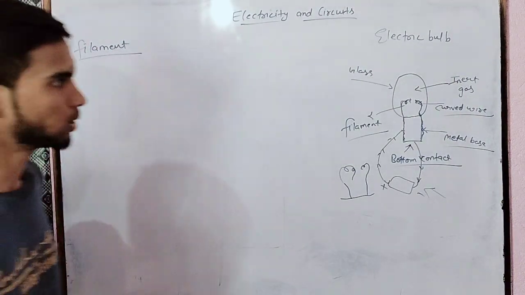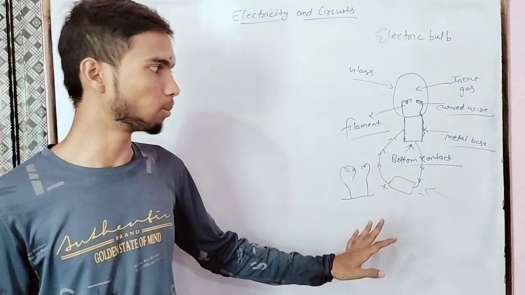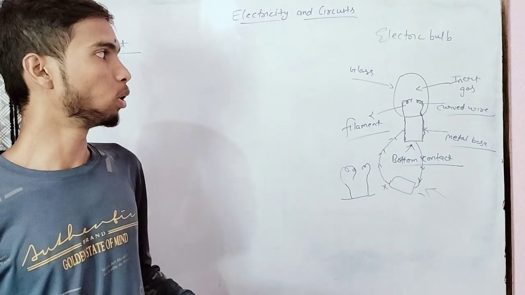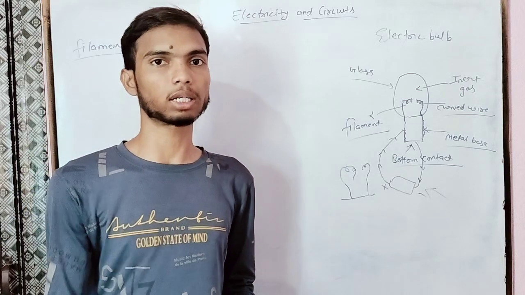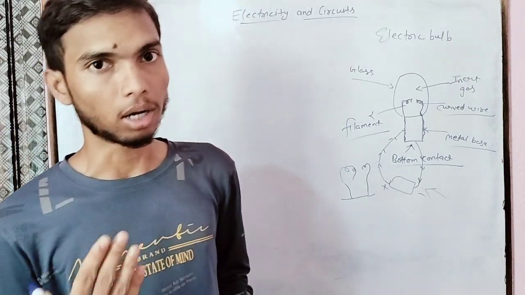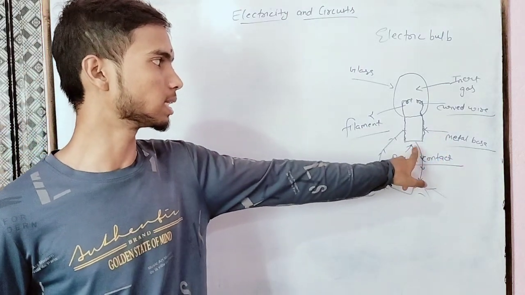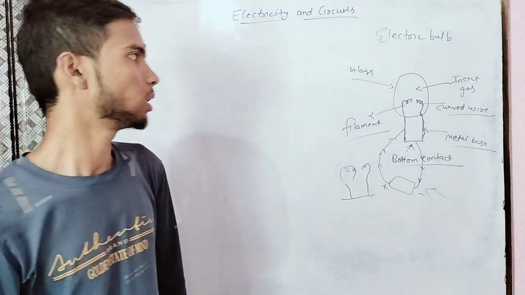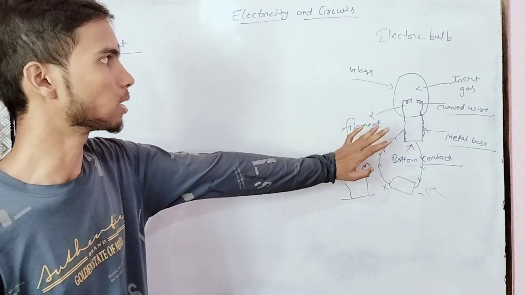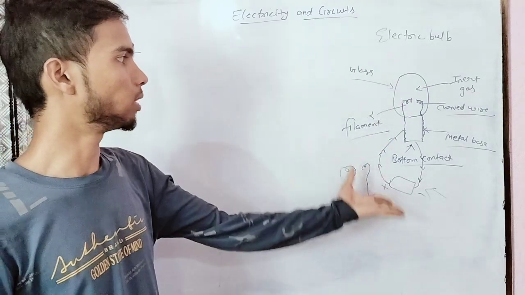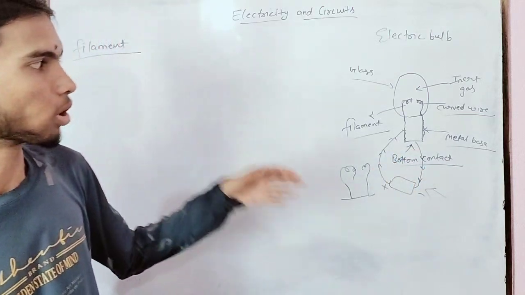So here we have understood. This metal base is one terminal, and the bottom contact is another terminal for the electric bulb. And we are not talking about the terminals of the electric cell. Okay, we are talking about the two terminals of the electric bulb. One is this, and the second is this bottom contact. Okay, we have understood glass material, inert gas, filament, metal base, bottom contact.